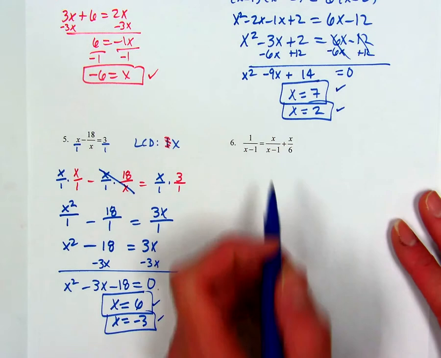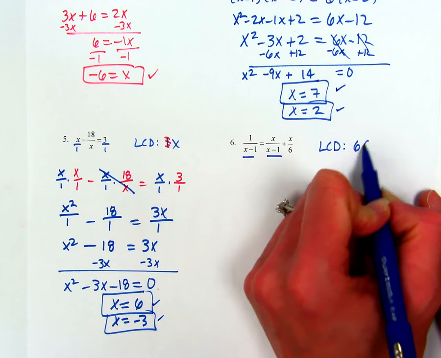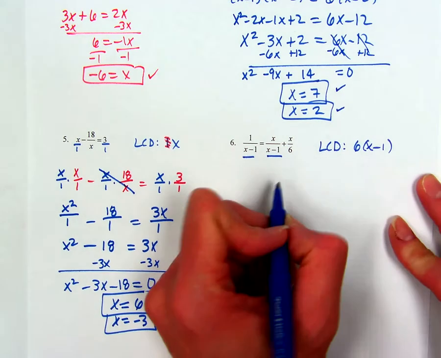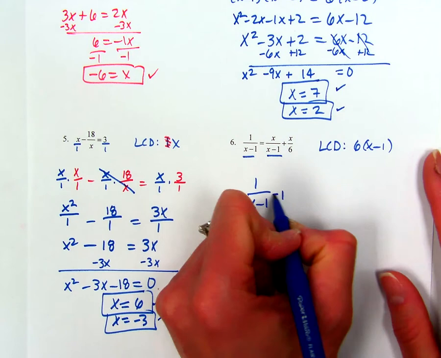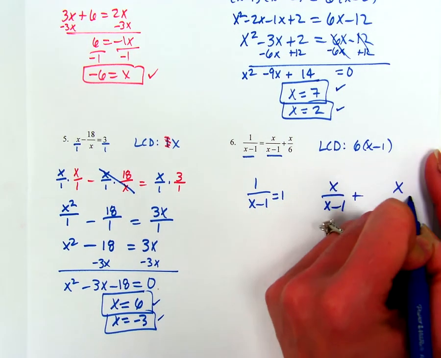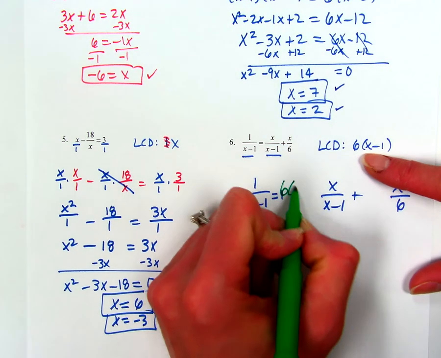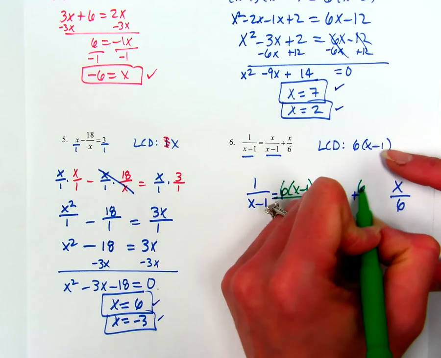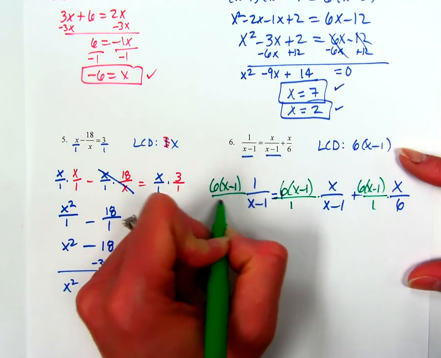All right, last problem. My LCD is 6 for sure. Notice these are the same, so I only need to write it one time. So I've got 1 over (x minus 1) equals x over (x minus 1) and x over 6. So my LCD is 6 times (x minus 1), for each term.